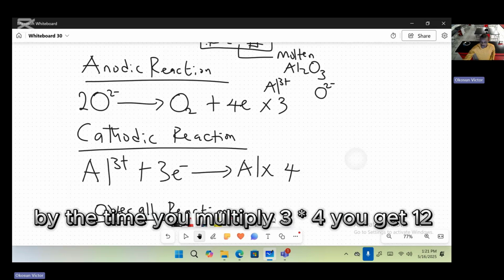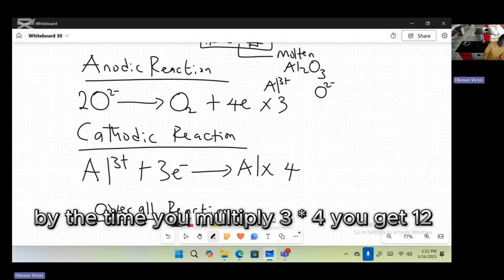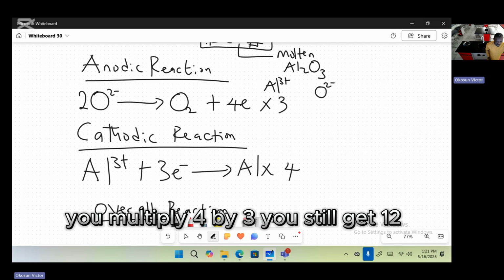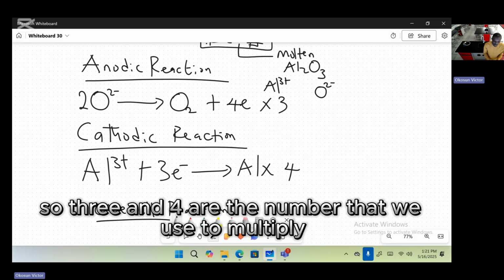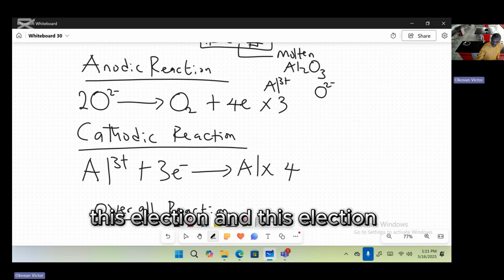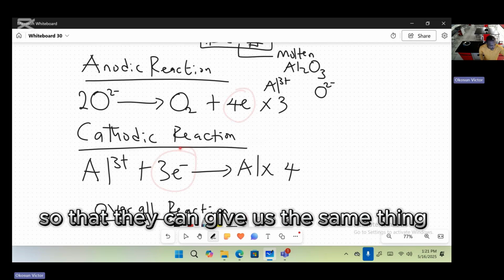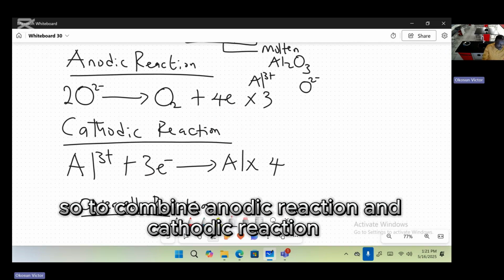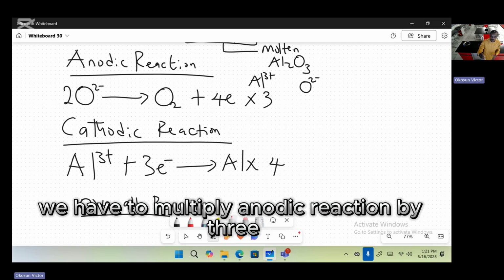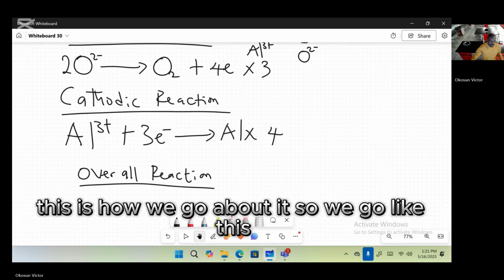Why are we doing this? By the time you multiply 3 times 4, you get 12. You multiply 4 by 3, you still get 12. So 3 and 4 are the numbers that we use to multiply this electron and this electron so that they can give us the same thing. So to combine anodic reaction and cathodic reaction, we have to multiply anodic reaction by 3 and cathodic reaction by 4. This is how we go about it.